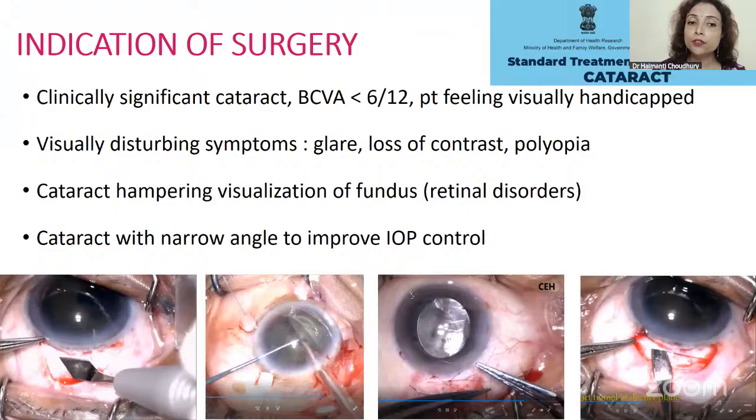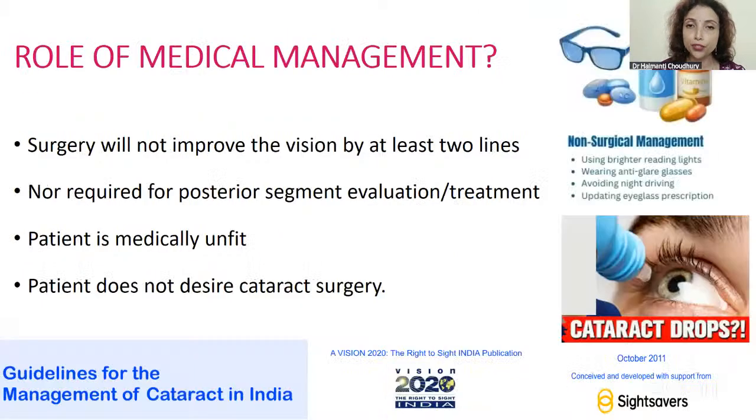So this standard treatment workflow developed by the ICMR clearly states that the indications of cataract surgery are visually significant cataract, vision less than 6/12, or even better vision, but when the patient has loss of contrast, or other symptoms like glare and polyopia. For somebody who has a retinal issue and the visualization of the fundus is important, he or she definitely needs a cataract surgery. A cataract with a narrow angle, to improve the IOP, is also an indication for surgery.